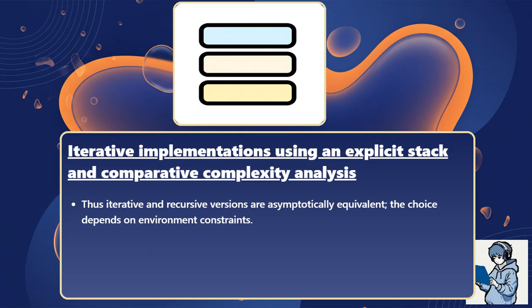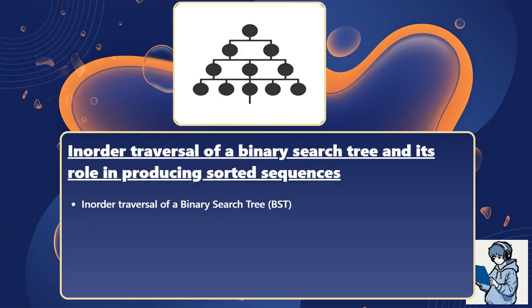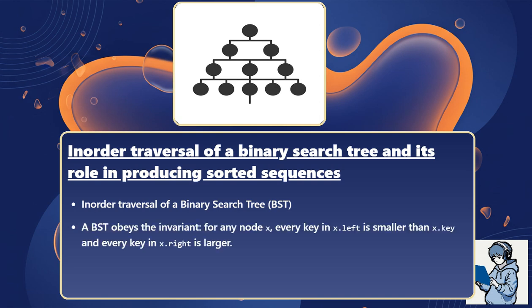Thus, iterative and recursive versions are asymptotically equivalent. The choice depends on environment constraints. Inorder traversal of a binary search tree (BST). A binary search tree obeys the invariant: for any node X, every key in X's left subtree is smaller than X's key, and every key in X's right subtree is larger.